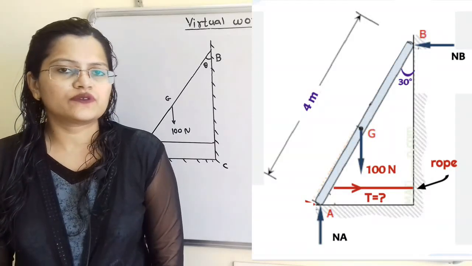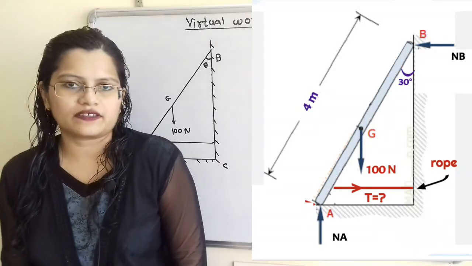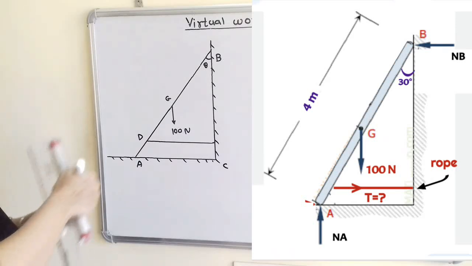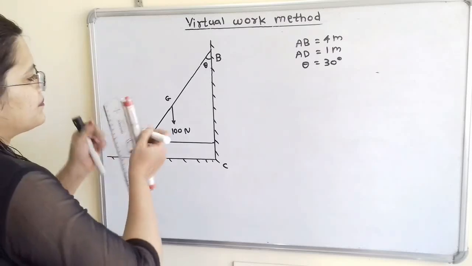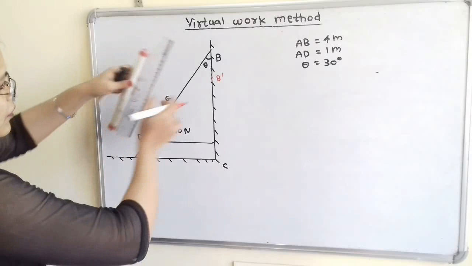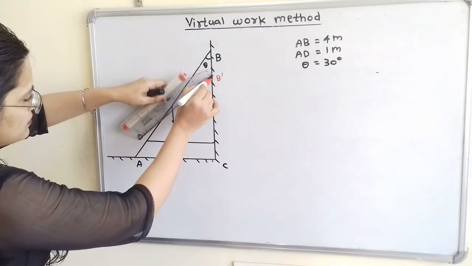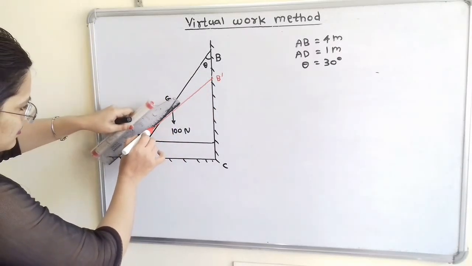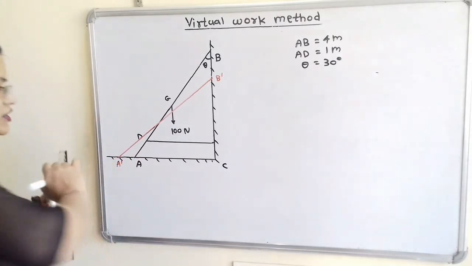We are going to use the virtual work method. So we will give a small displacement to the ladder so that point B will move from B to B dash. I will show here the new position of point B. Now we will show the slipping of the ladder. And here is the new position A dash.